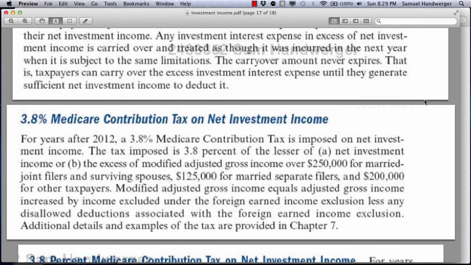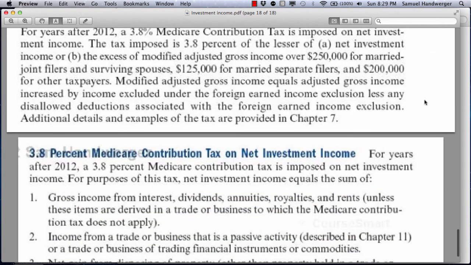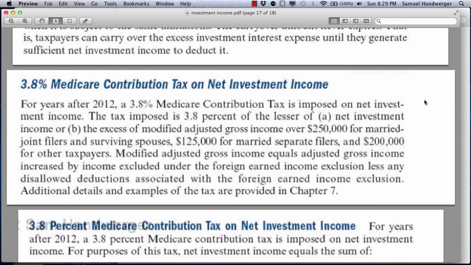At any rate, the key here is that if you're over $250,000 filing jointly, or $200,000 for single taxpayers, something will have to be computed to see if you have net investment income, because if you do, it's going to be taxed at an additional 3.8%. And by the way, it was never taxed before.